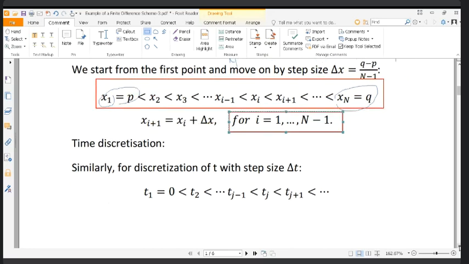Similarly, for discretization of time, we are going to discretize.